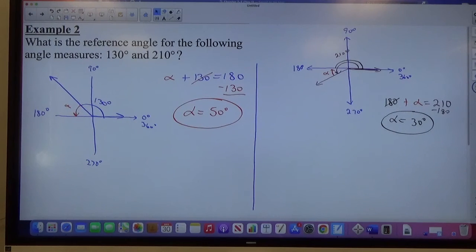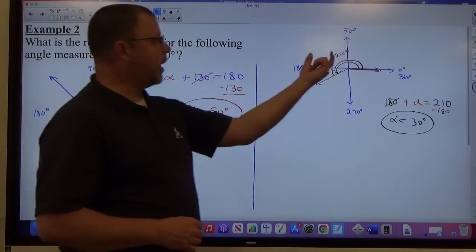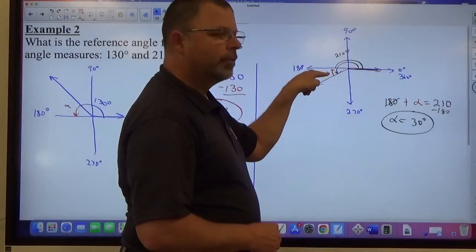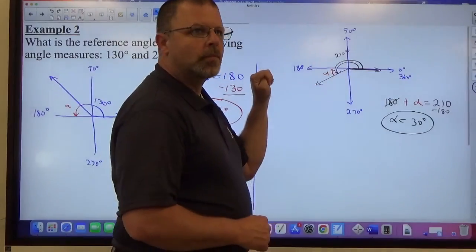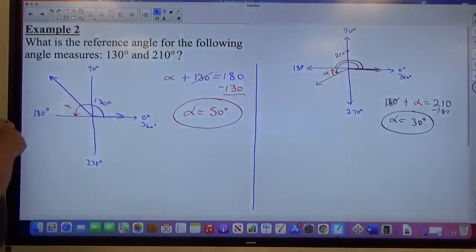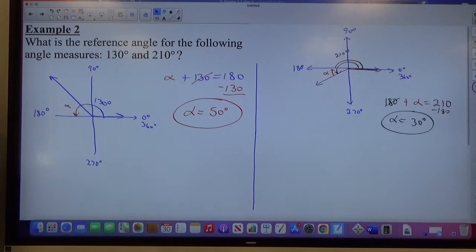Draw the picture, see the relationship. Third quadrant is always that relationship: 180 plus alpha equals the angle. Second quadrant is going to be the two angles add up to 180. All right, so draw the pictures, look at specific known values, and use those in order to figure out what the reference angle is.